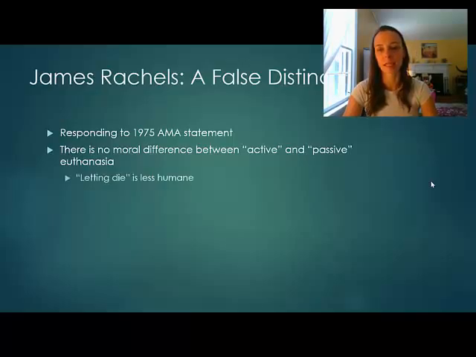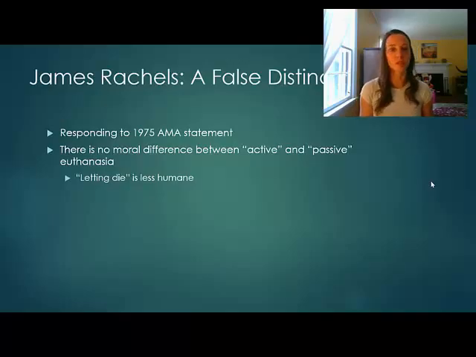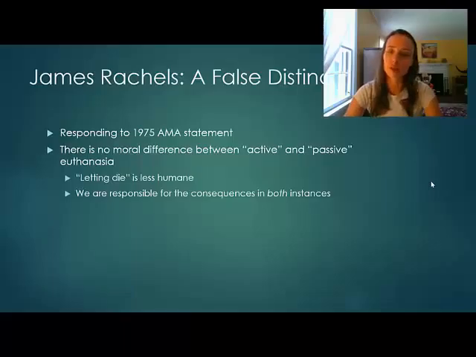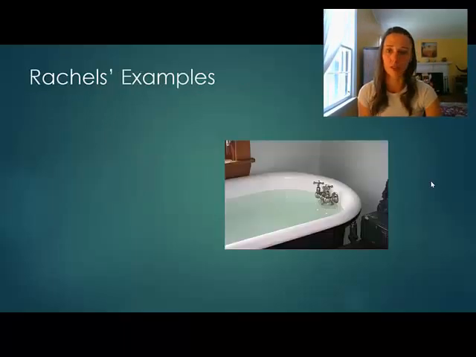He's saying that letting die, if you just basically let a patient die of what we would call the disease itself, is often less humane. It's more painful, more difficult for the patient. And he says we're responsible for the consequences in both instances. Because the consequence of our decision in both instances is the death of the patient, he's going to say that for that reason they are morally equivalent. So he's going to give us some examples and, of course, some premises to support his conclusion.